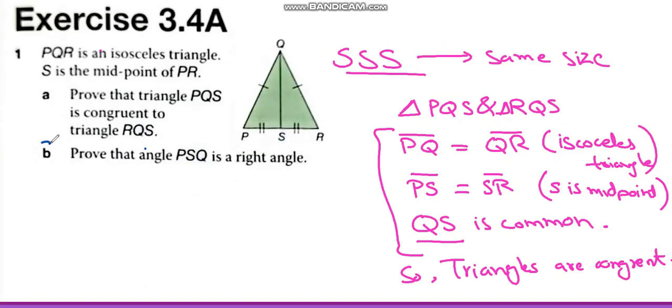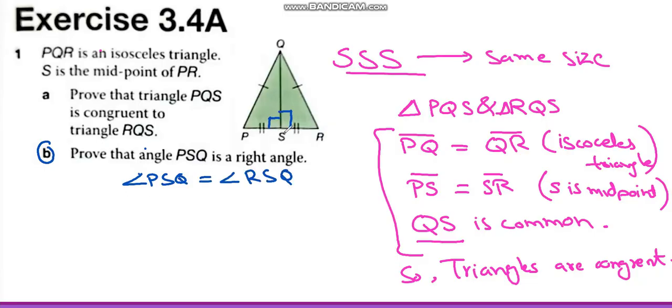Now in B part, it says prove that the angle PSQ is a right angle. PSQ is this angle and we have to prove that it is 90 degrees. As in A part, we already proved that the two triangles PQS and RQS are congruent, means their corresponding angles will have the same size. Due to congruent triangles, angle PSQ and angle RSQ will have the same size.